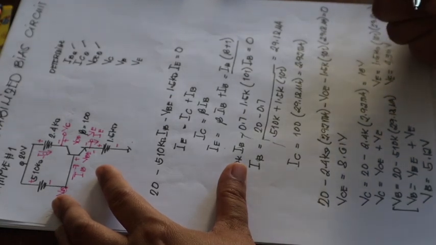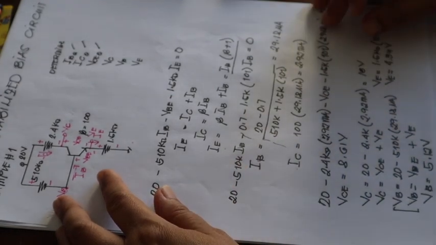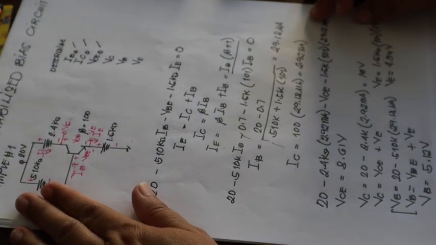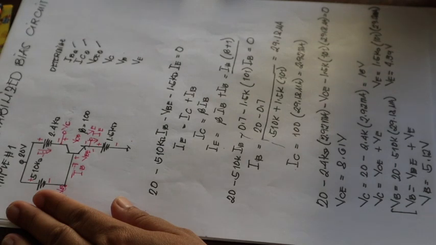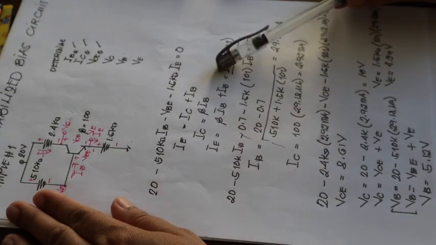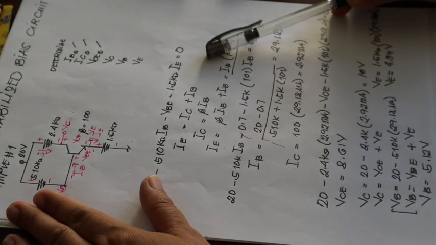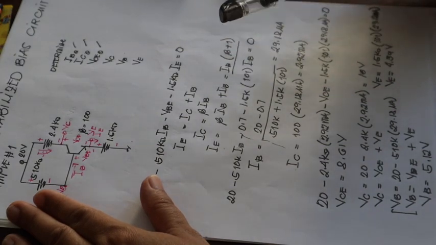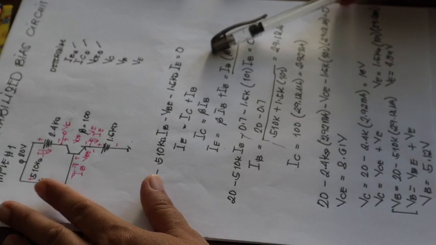Okay? So, this is example number 1 for the emitter-stabilized bias circuit. I'd like you to study all the examples in chapter 4 of the Boylstad book and practice solving the end of the chapter problems dun sa libro.